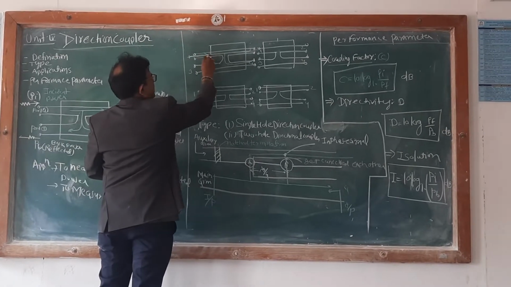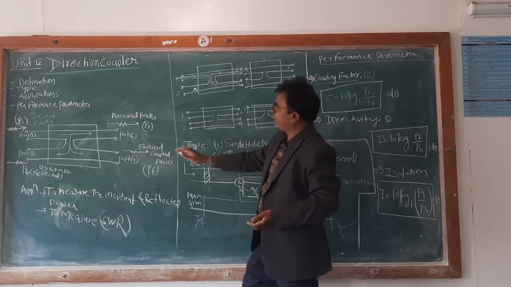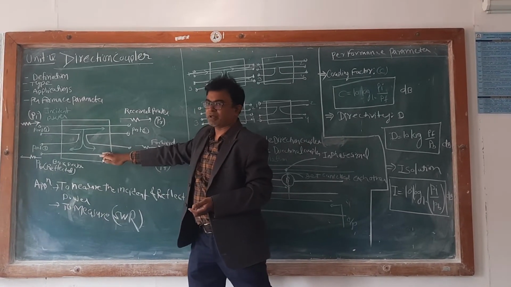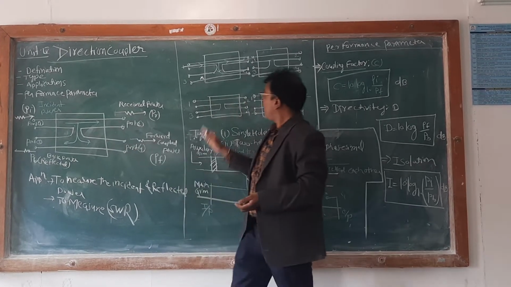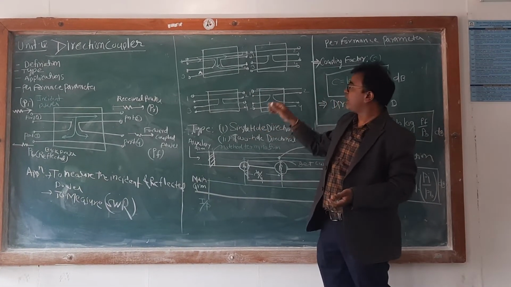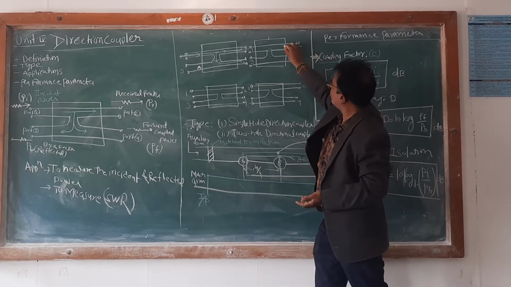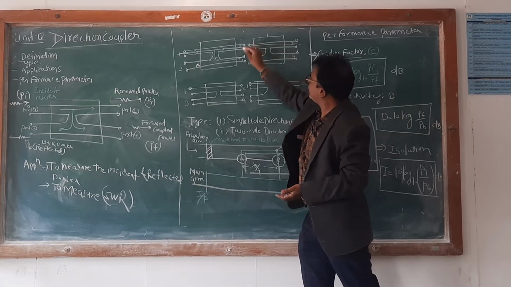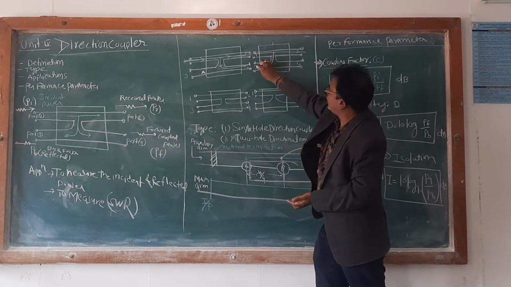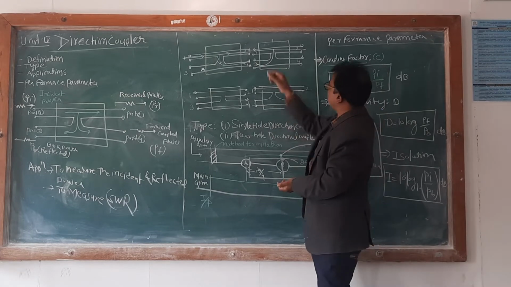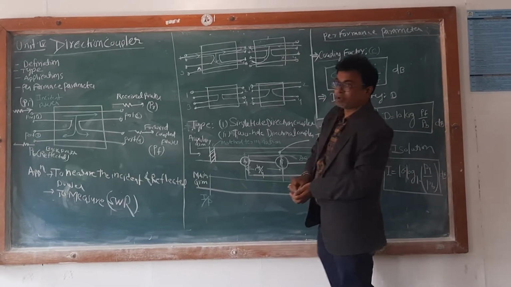This is the first case. In the second case, these directional couplers are of two types, unidirectional as well as bidirectional. Let us assume a bidirectional directional coupler. If you apply the input at port 2, it is received by port 1, and a small amount of power is coupled into port 3. This is the second case, meaning nothing will come at port number 4.